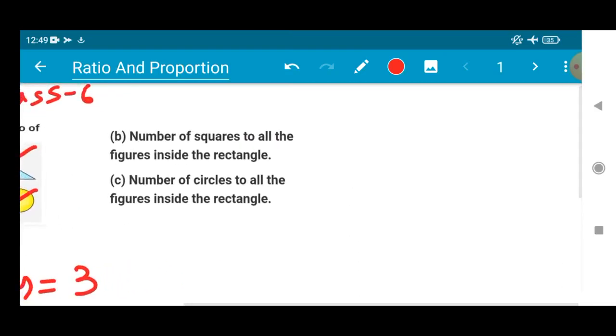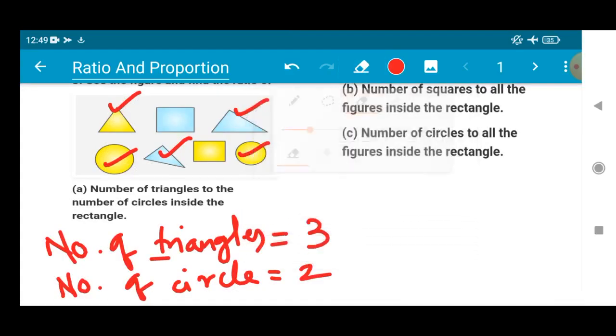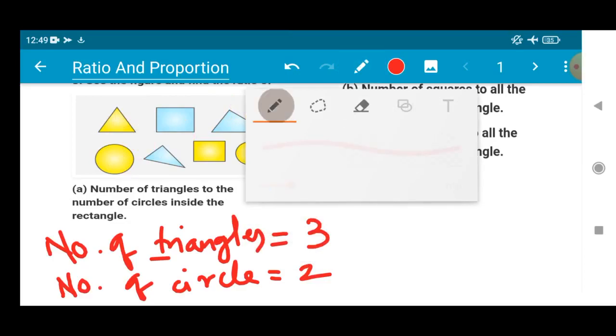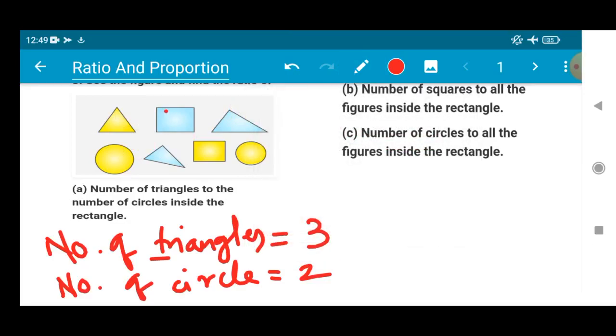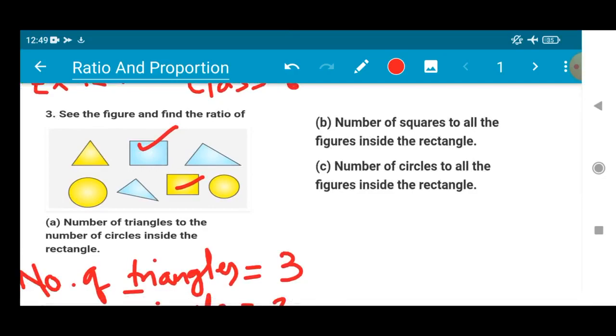Okay, next, number of the squares to all the figures inside the rectangle. So number of squares means how many squares are there. Number of squares we have is 1 and 2, and we have to find the ratio between the number of squares to all the figures inside the rectangle. So including the squares also, 1, 2, 3, 4, 5, 6, 7.